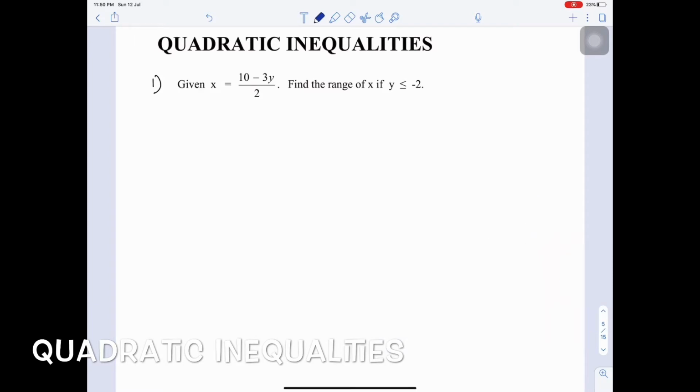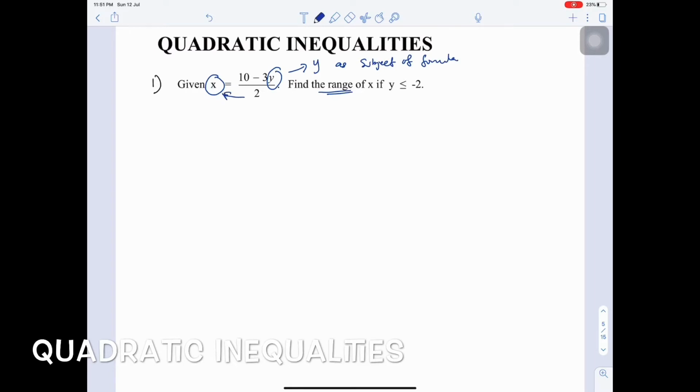Number 1: given x equals 10 minus 3y over 2, find the range of x if y is less than or equal to negative 2. From here you can see x is the subject of the formula, so what we have to do is find y as the subject of the formula. Okay, so we rearrange.